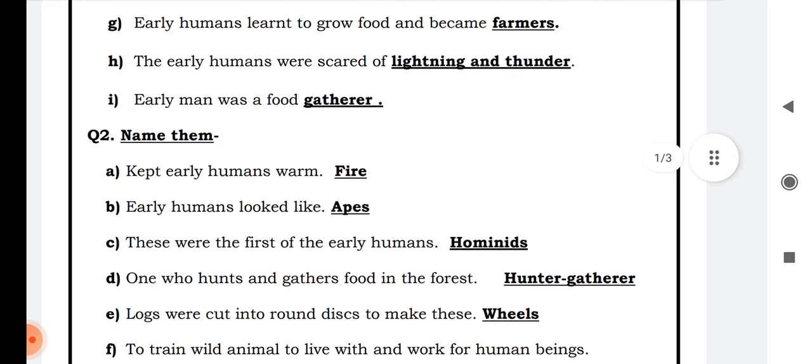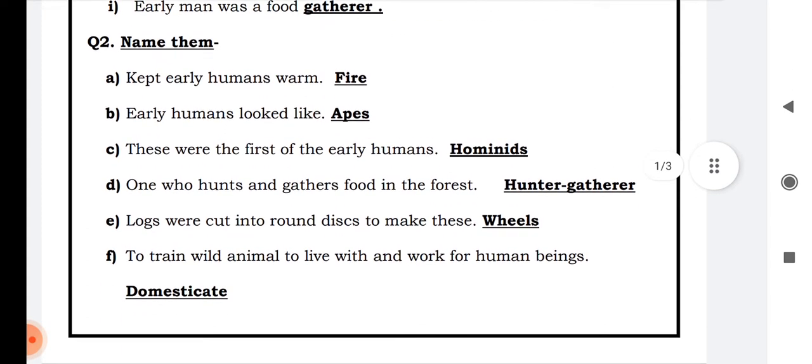G. Early humans learned to grow food and became farmers. H. The early humans were scared of dash. What were they scared of? They were scared of lightning and thunder. I. Early man was a food gatherer.